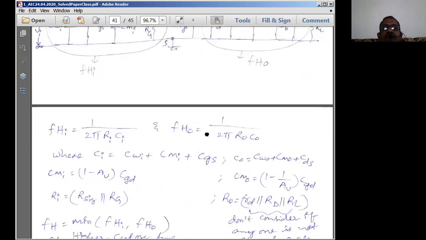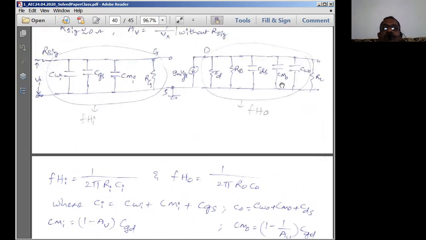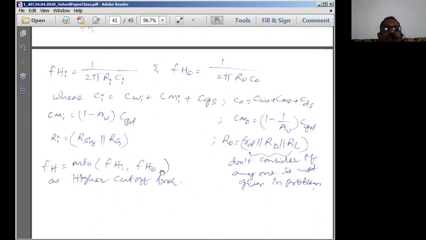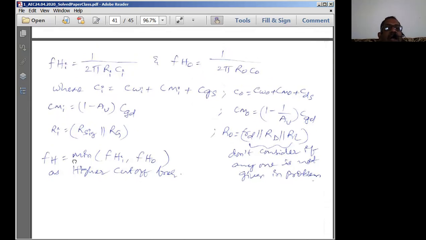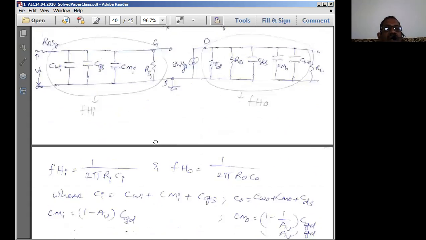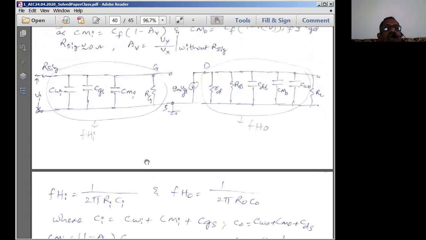Similarly for the output side, we have the capacitors CWo, CMo, CGS. All these we simply add up equivalently. Then CMi we can compute using this formula, and CMo we can compute using this formula. And Ri is nothing but equal to RGi plus R signal plus RG. So I can write this as something like this.